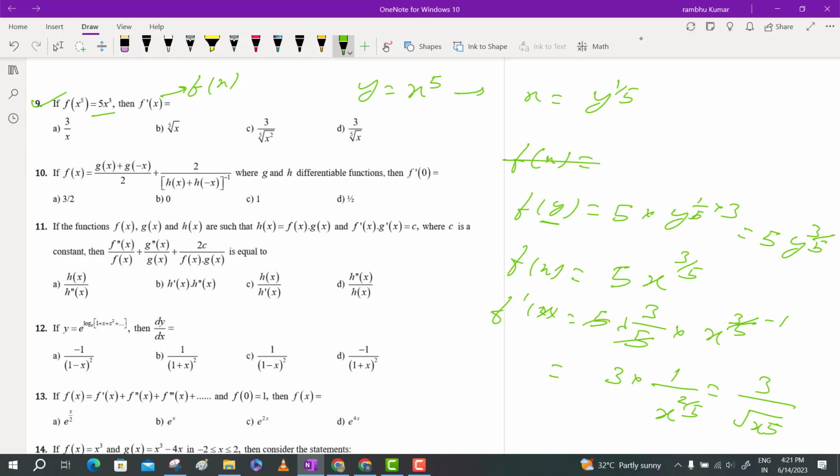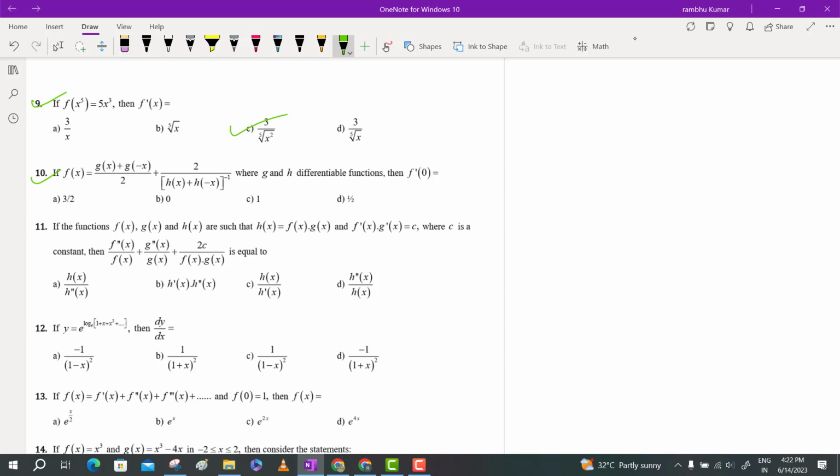Is there any option we have? Okay, here we have x square. So option C, correct?